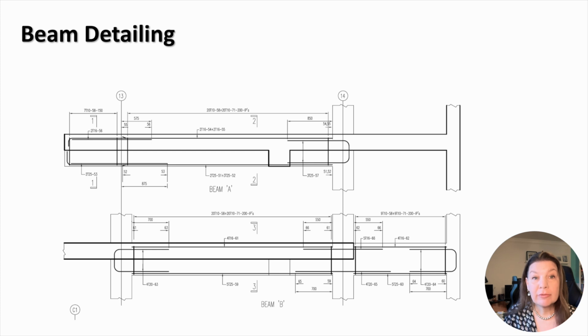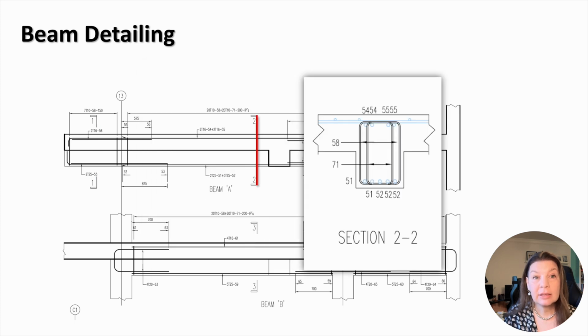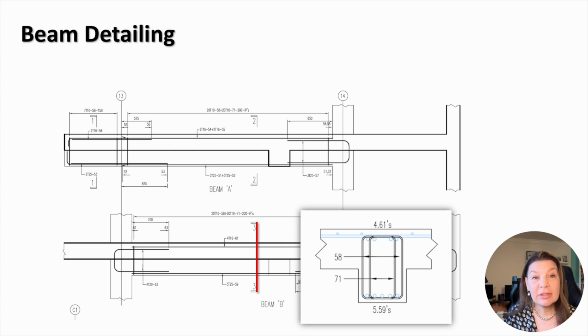The information on reinforcement arrangement in beam cross-sections is provided using sectional cuts. Let's consider three sections of the beams shown. Here you can see the arrangement of reinforcement in section 1.1 and in section 2.2 of beam A and in section 3.3 of beam B.